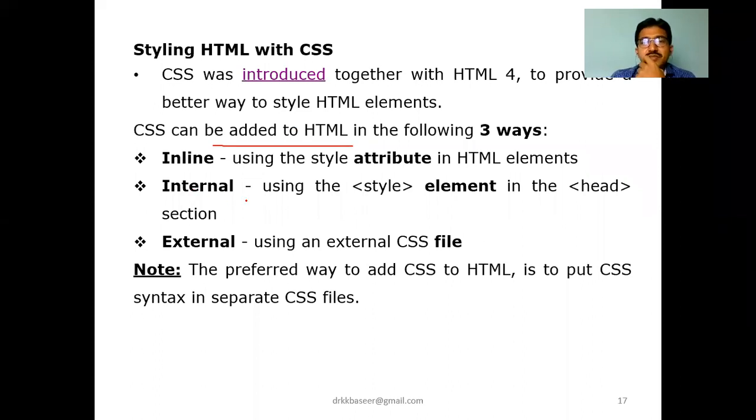So CSS can be added to HTML. That is nothing but inserting CSS into HTML. It can be done in three ways. In totally three ways it can be taken care of. So the three ways are, the first one, inline. So inline, with the help of the style attribute, we can use it like style equal to. Within the HTML tag, we can use this style attribute. With the help of that style attribute, you can use it in the HTML elements.